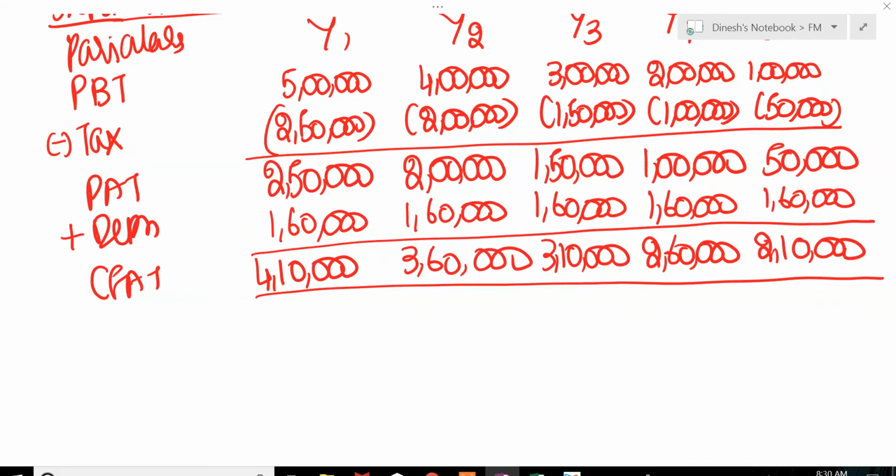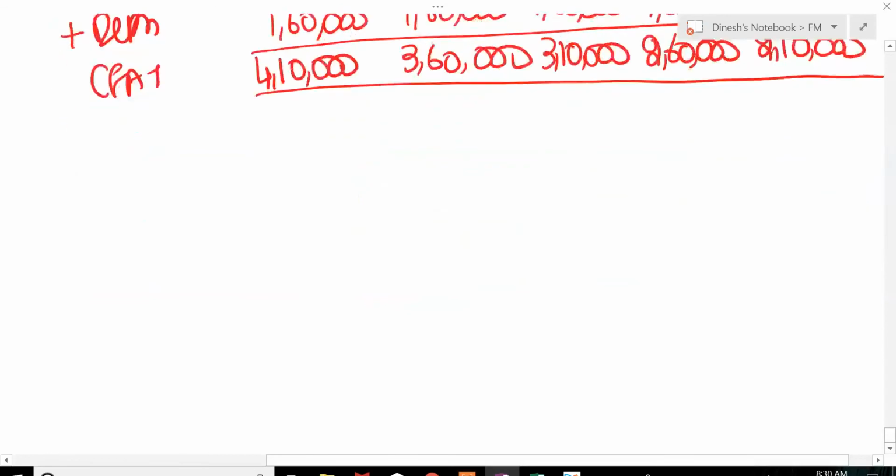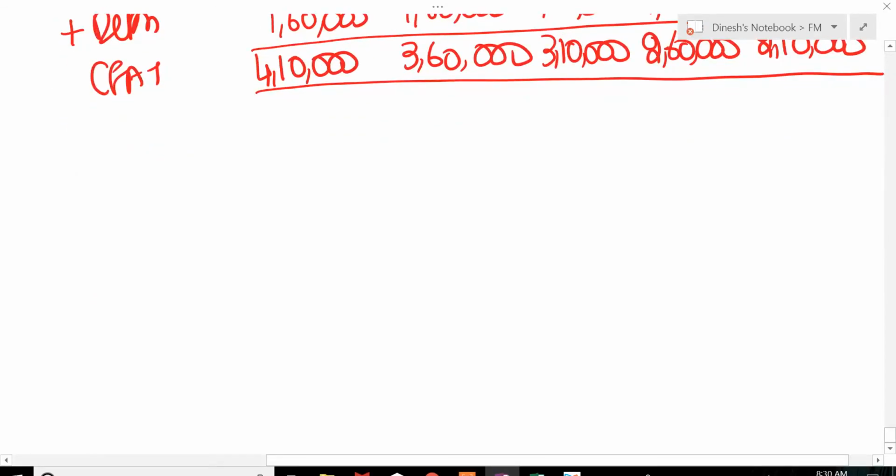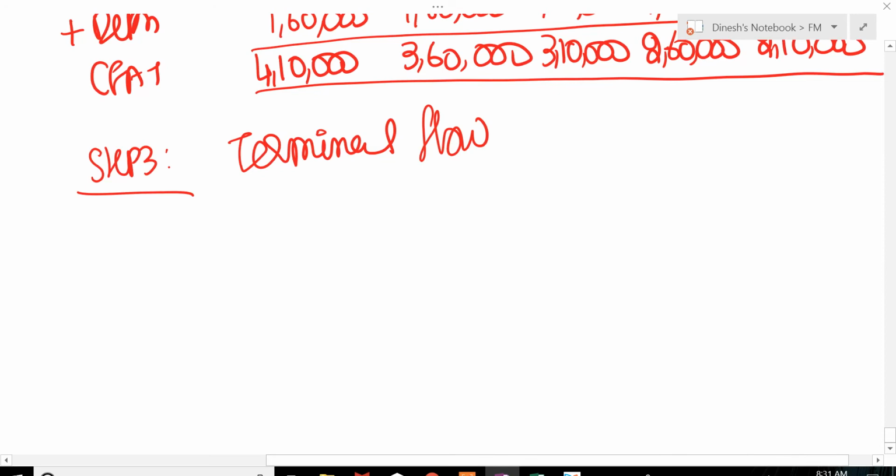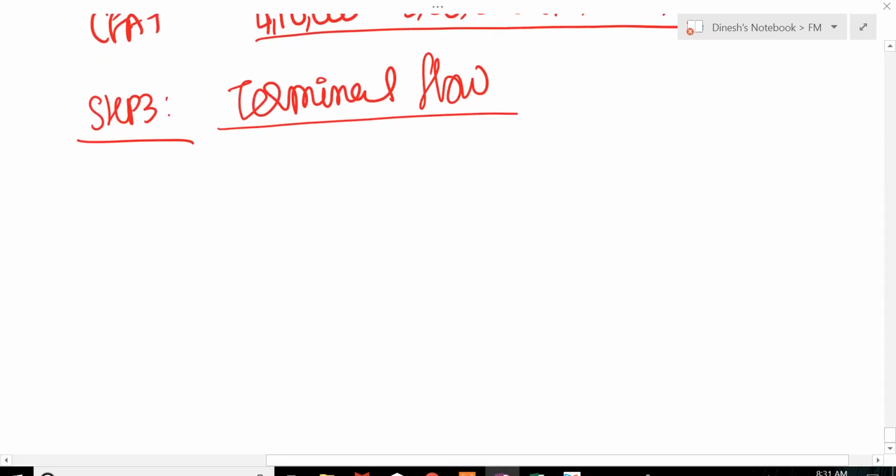Next, step 3, terminal flow. Particulars and 2 amount columns, an inner column and an outer column. Particulars, amount.